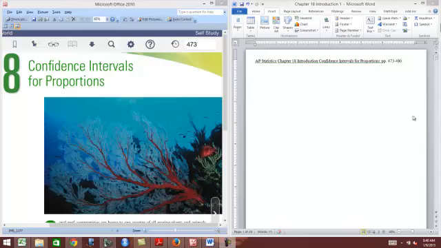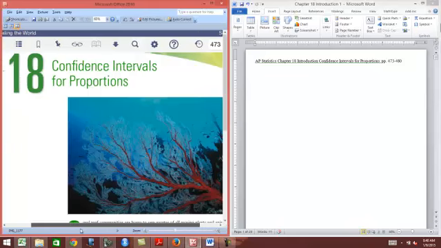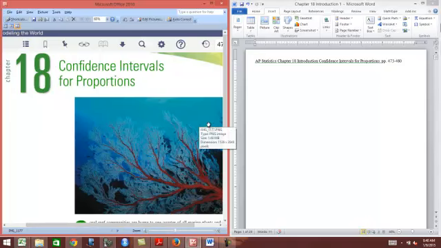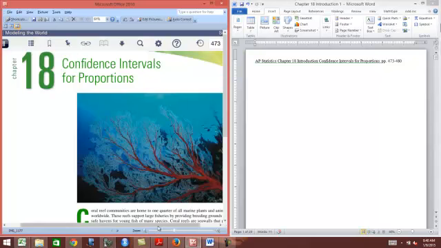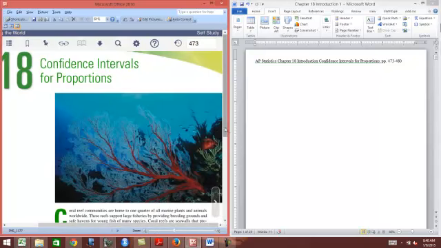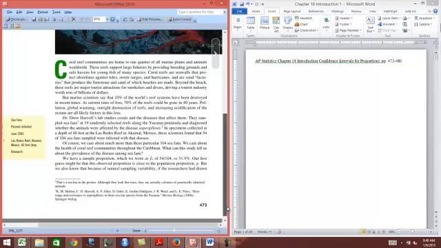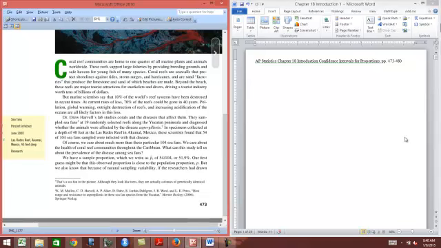Okay, Chapter 18, Lecture 1, Confidence Intervals for Proportions. Let me make this just a little smaller. Okay, confidence intervals is something you know about. The mechanics for them are quite simple, and it's just an extension on what we did in Chapter 17.